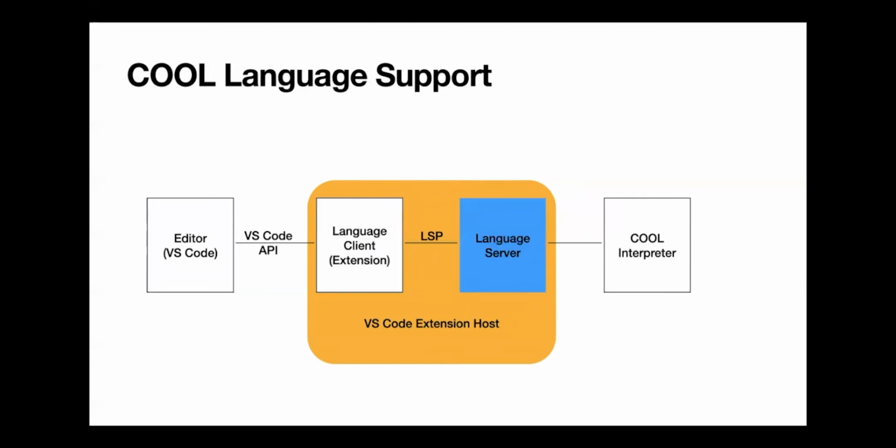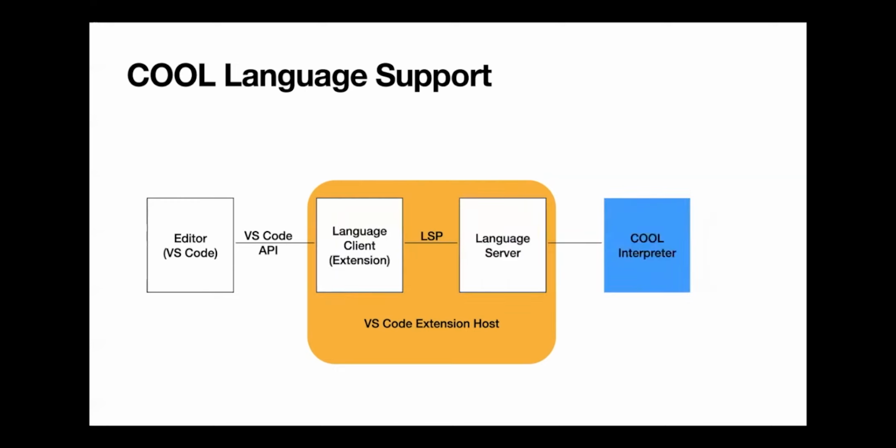The language client has access and control over the editor. It can control things like the displaying of error messages, while the language server, in this case, serves as a proxy for our Cool interpreter. At the right, we have the Cool interpreter, which provides the static analysis feature for our extension.